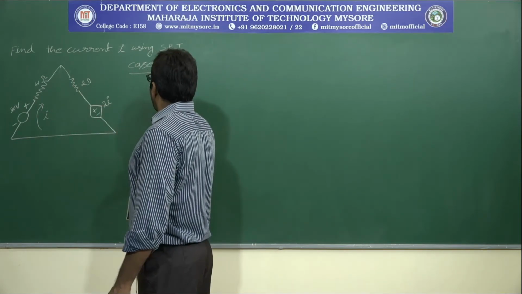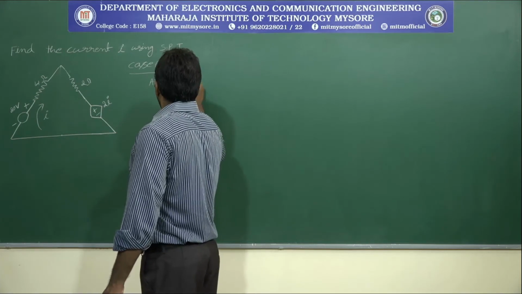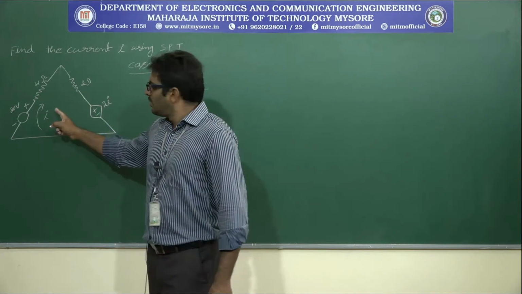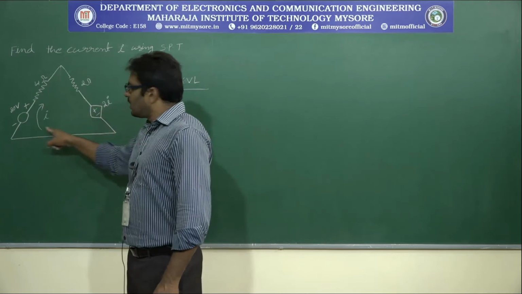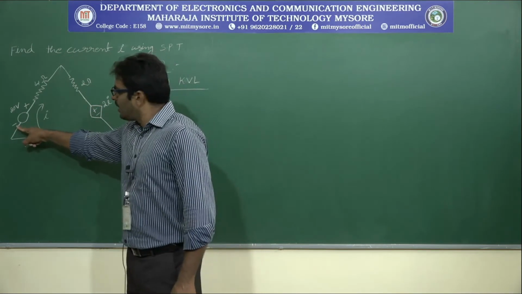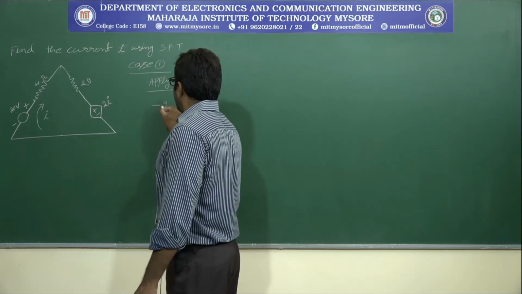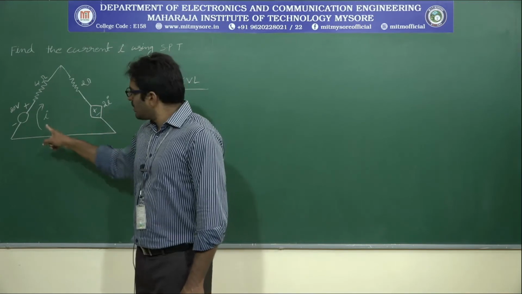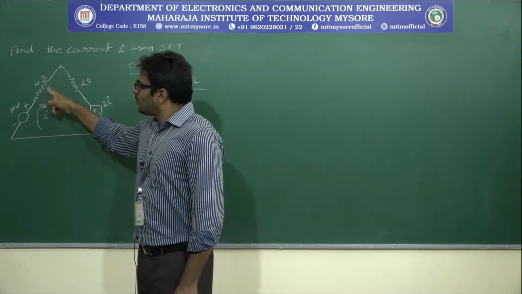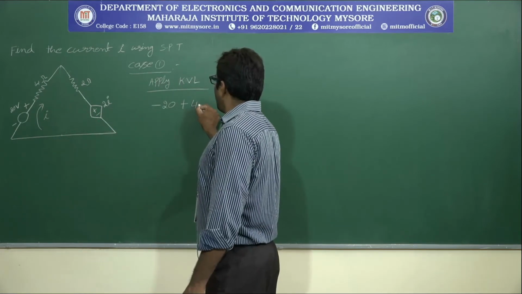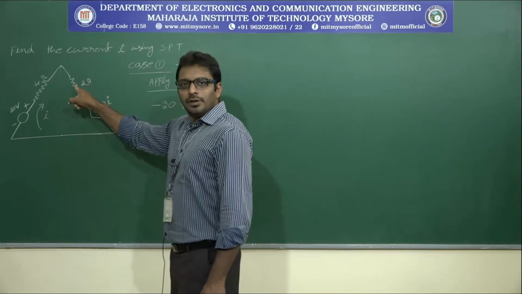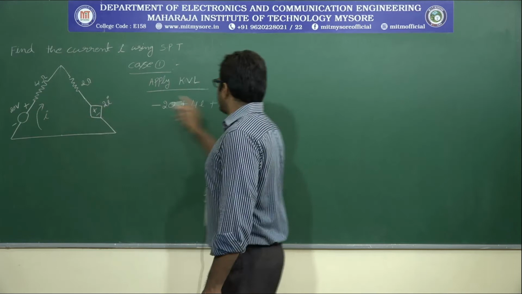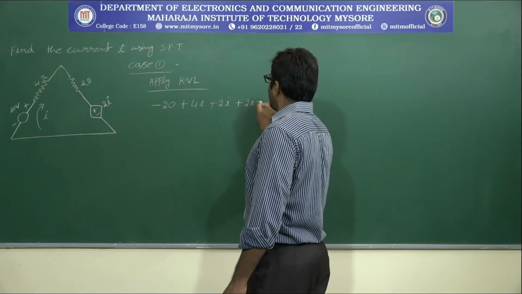Apply KVL for this loop. Yes, you know how to apply KVL. Let us consider the clockwise direction. It meets the polarity first minus, so minus 20 plus, the current flowing in the loop is the given small I. Then what is the voltage across the 4 ohm resistor? 4 into I, plus 4 into I. Next plus 2 into I. Next it meets the polarity plus, so plus 2I, that is equal to 0.